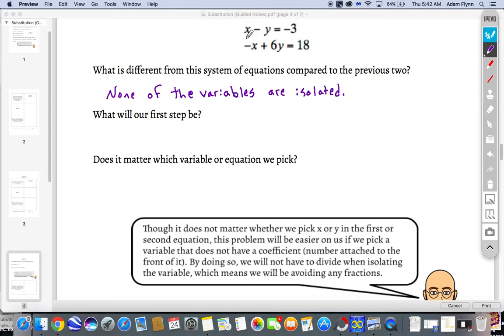Okay, so on the left side of the equation, we've got both the x and the y. And then for our bottom equation, we've got the x, we've got the y, we've got a negative sign, and we've got a positive 6. Okay, so none of our variables are isolated. Therefore, our first step is going to be isolating one of the variables. So isolate either x or y in one of the equations.